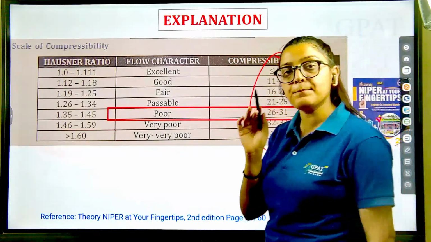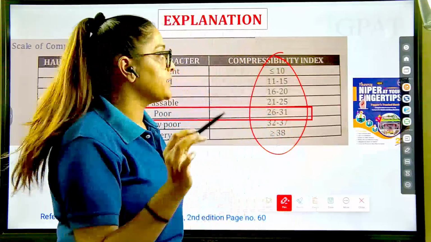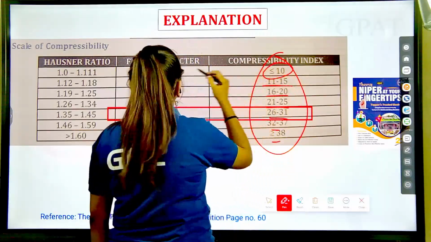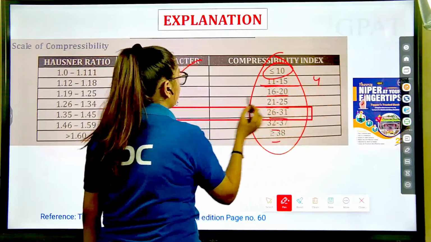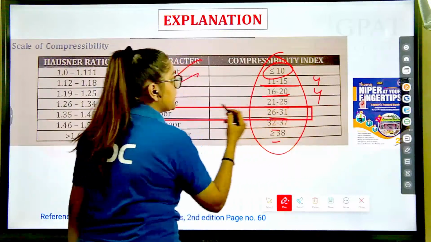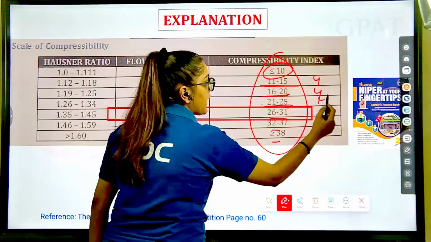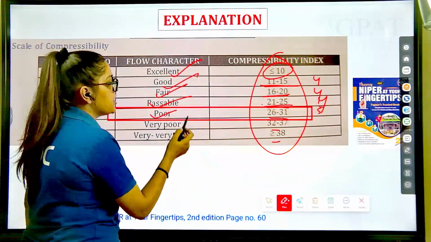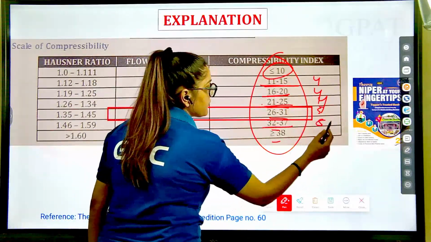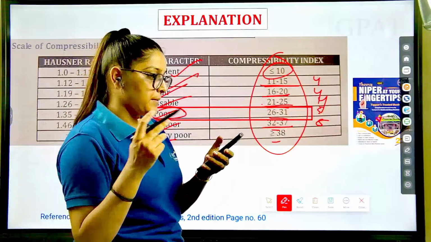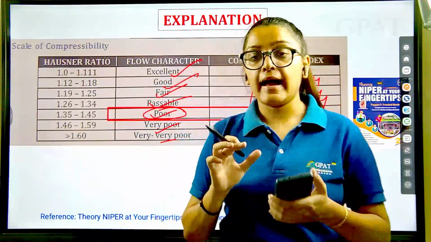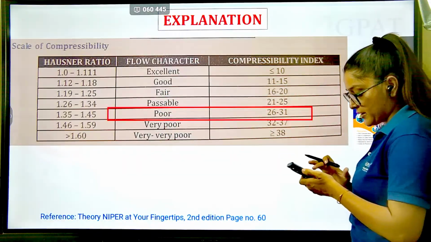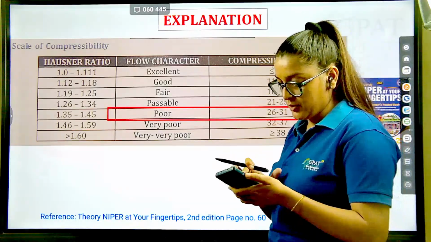One simplest trick to remember this is that there is a gap of almost 4 digits here, right? You must remember less than 10 is excellent flow. 11 to 15, a gap of 4, it will offer good flow. 16 to 20, gap of 4, fair. 21 to 25, gap of 4, passable. 26 to 31, almost we can say 5 is there. So it is offering poor. 32 to 37, 5, right? So that is how you remember what is the actual value for the Carr's index and what kind of flow it is going to offer. Okay?